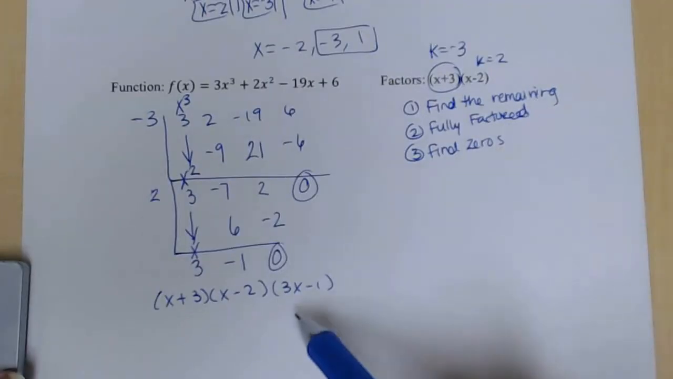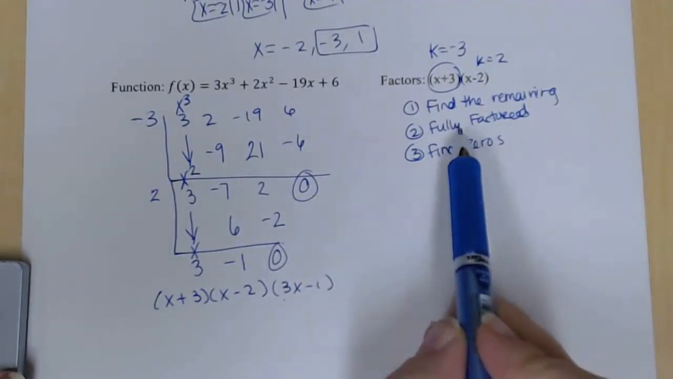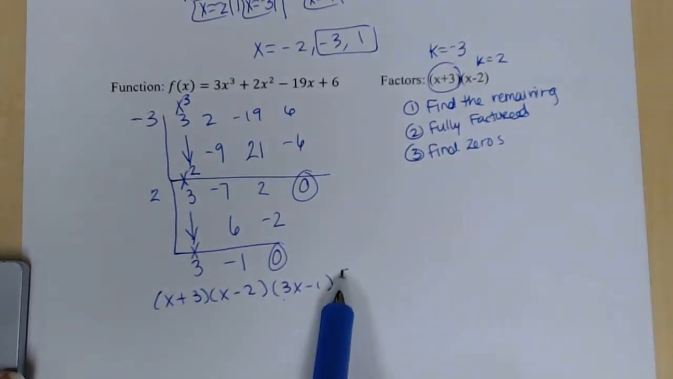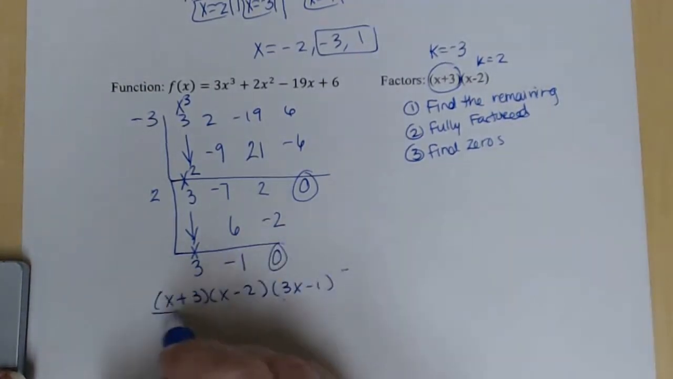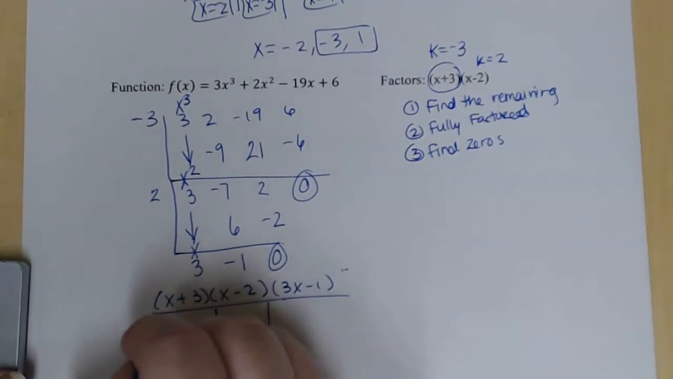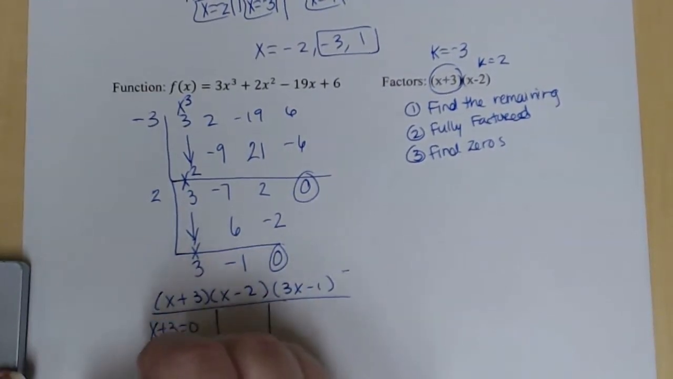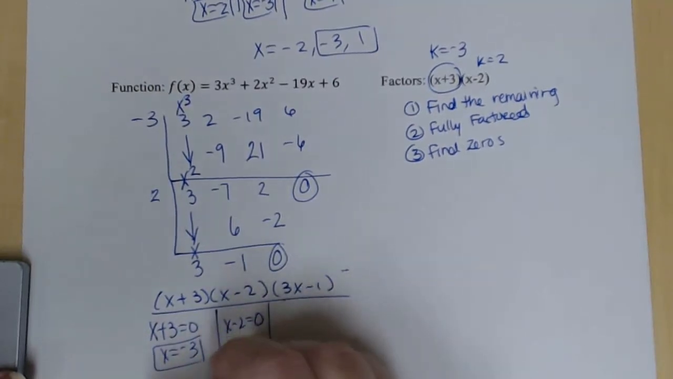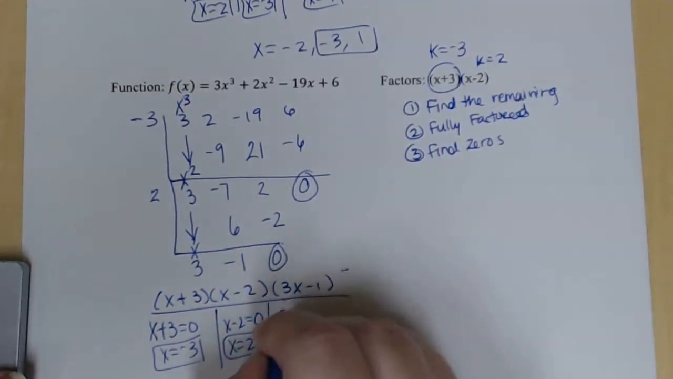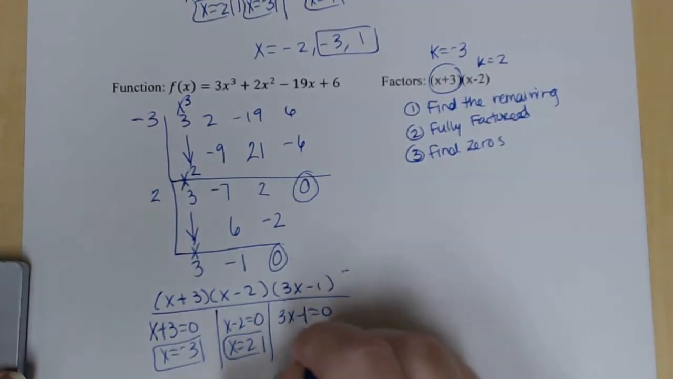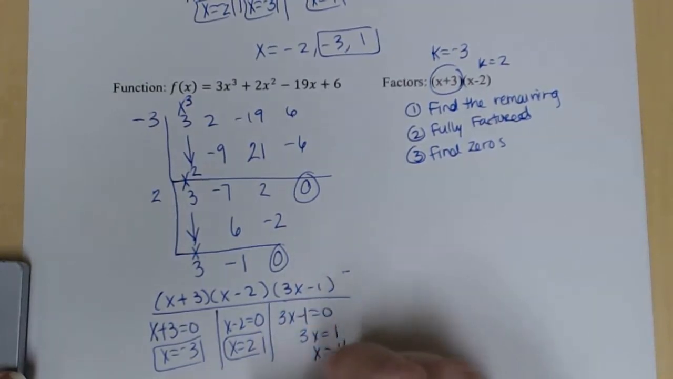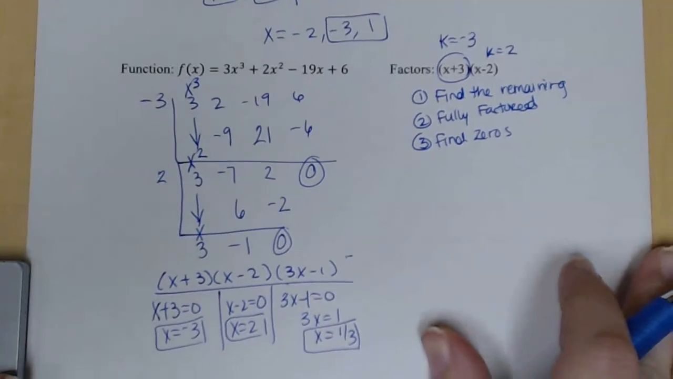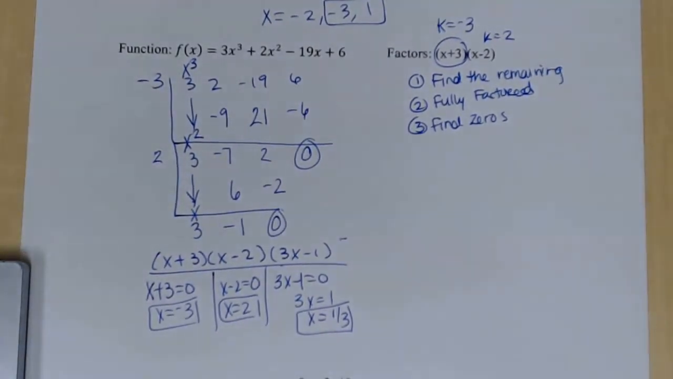So find the remaining factor. We did. There it is. Write it fully factored. That would be all of this. And then find the zeros. So just draw my table and set each piece equal to 0. So x plus 3 is 0 to give me -3. x minus 2 is 0 to give me 2. 3x minus 1 is 0 to give me 1/3. So you can see the synthetic really simplifies our life and helps us to work with other things.